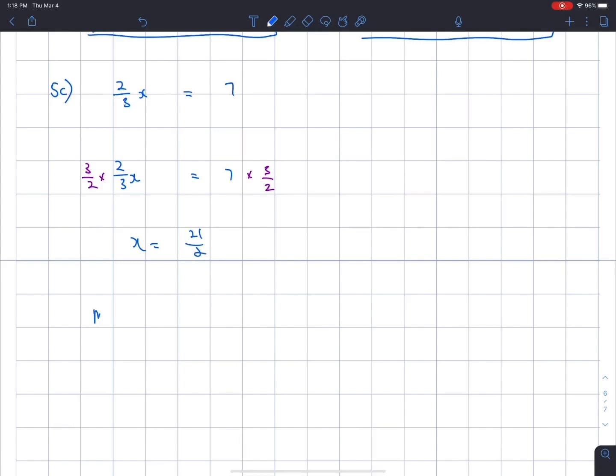So this time we want to multiply both sides of the equation by 3 over 2.